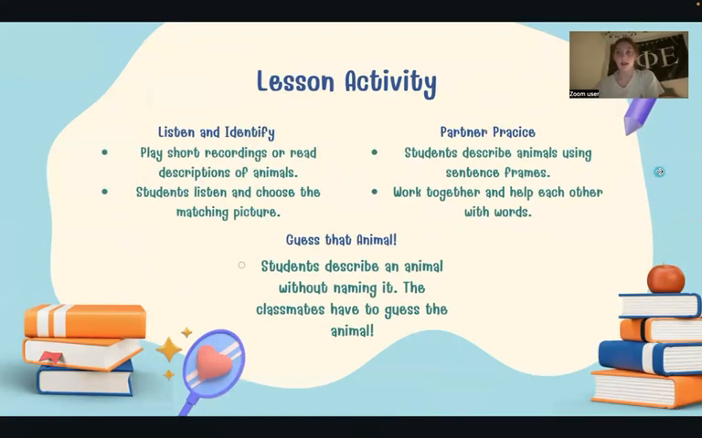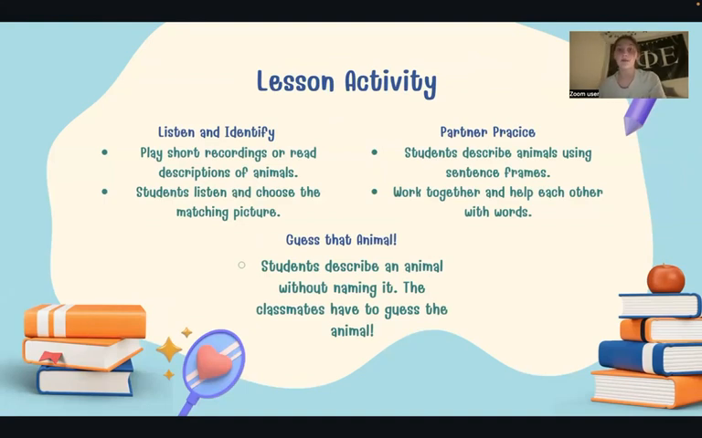So basically, my activity for the lesson: they would have to listen and identify. I would probably play short recordings or read descriptions of animals to give them some background knowledge on all sorts of animals, and they would listen and choose the animal. Then I would have partner practice, which would get them to speak. I would get them to describe animals using sentence frames. I would have them work together and help each other out.